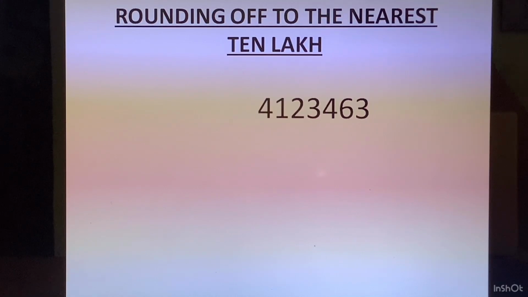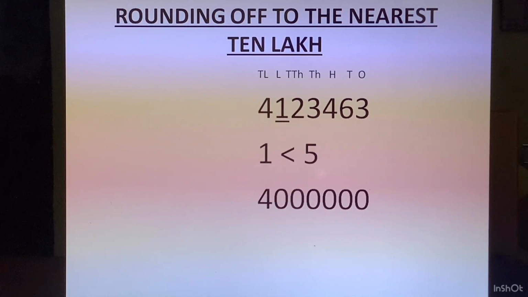Rounding off to the nearest 10 lakhs. We will concentrate on the digit on the right of 10 lakh, which is 1. We'll compare this 1 with 5. 1 is less than 5. That will remain as 4. We'll only change all the digits after the 10 lakh on the right to zeros. So the answer will be 4000000, which is 40 lakhs.